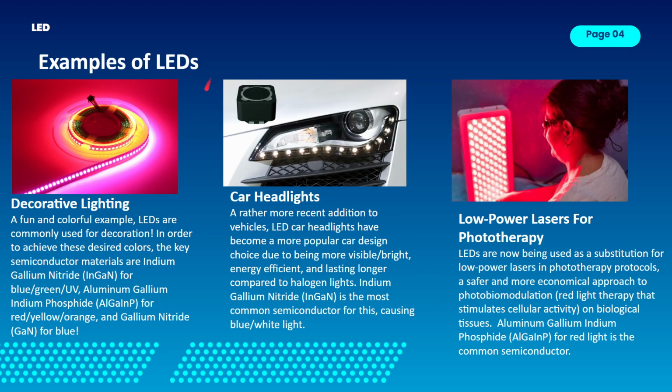Some examples of LEDs. Some decorative lighting. A fun and colorful example, LEDs are commonly used for decoration. In order to achieve these desired colors, the key semiconductor materials are indium gallium nitride for blue, green, and UV, aluminum gallium indium phosphide for red, yellow, orange, and gallium nitride for blue.